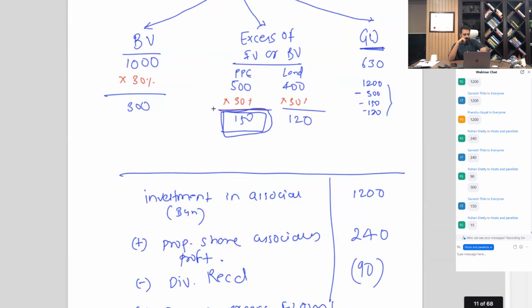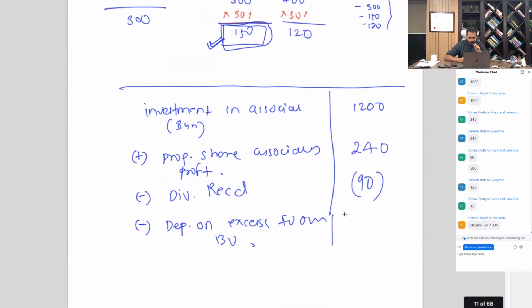Under the associate method, I will depreciate only my part, which I'm paying for. I'm paying for 30% of the assets, and this is how I'm doing accounting. So this 150 is what I need to depreciate. So 10 years, 150, Pranshu, that means my depreciation amount becomes how much? 15.